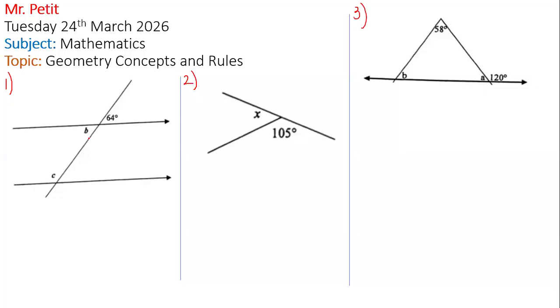Cool. So with number one, what is B? B is 64 degrees. Very good. Can someone tell me why B is 64? Vertically opposite. Very good, because vertically opposite angles are equal. Yeah, so that's the rule now. Vertically opposite angles are equal. That's the reason, right?